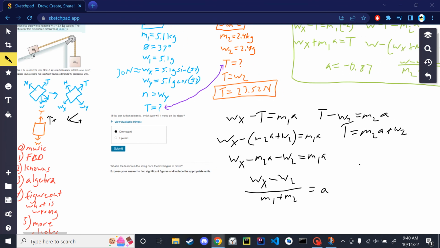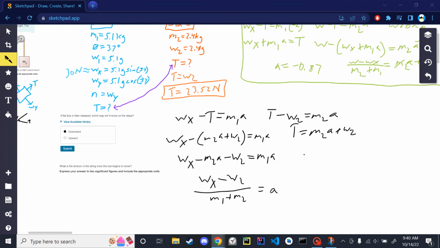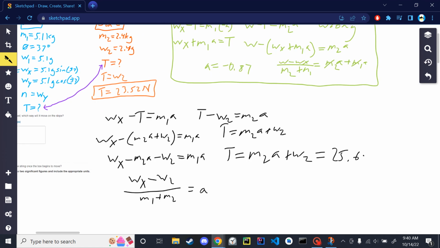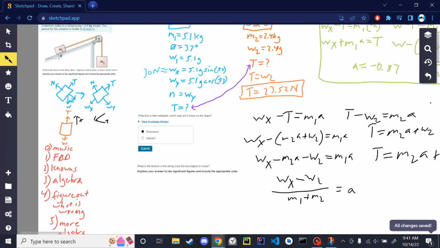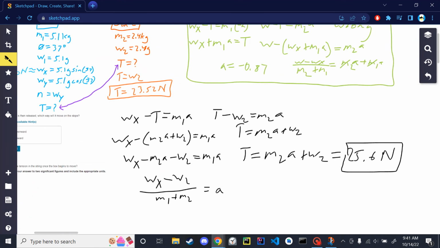Okay, so now that I had an acceleration, I could plug it in over here for tension. So it would be M2A plus W2, and that is equal to 25.6 newtons. And that's the correct answer. And that's the homework problem complete.